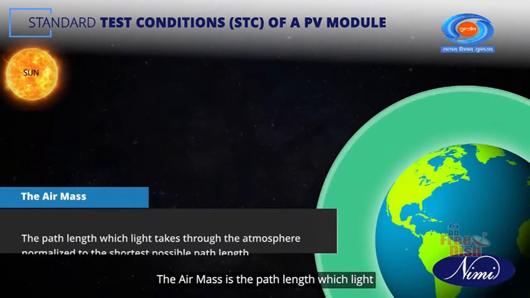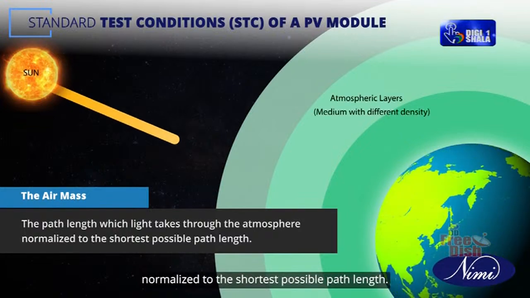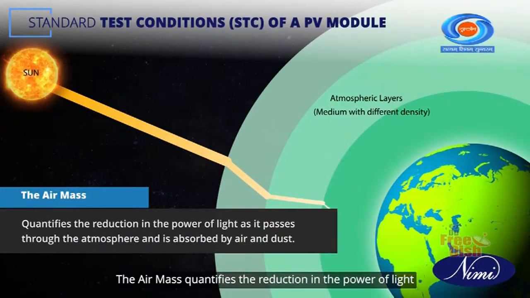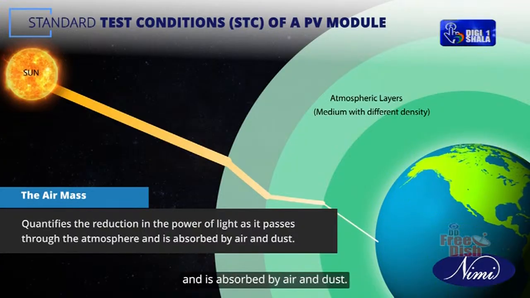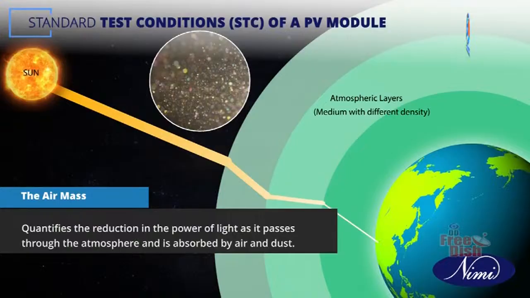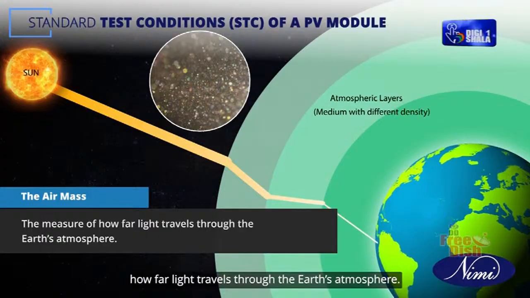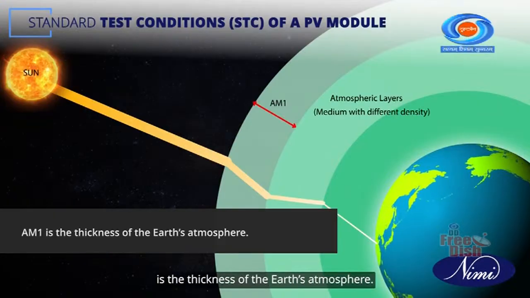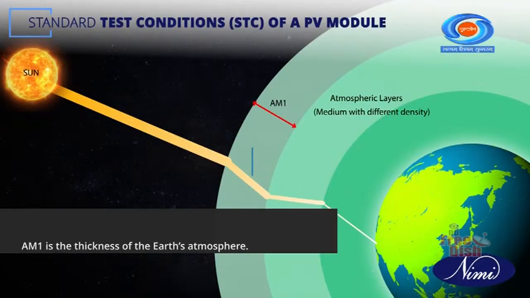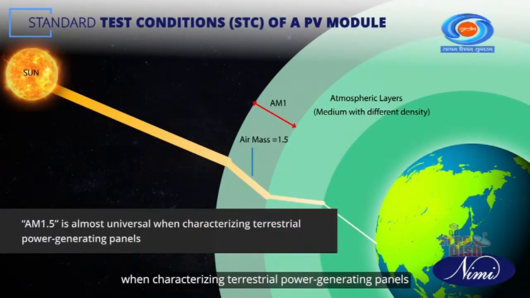The air mass is the path length which light takes through the atmosphere normalized to the shortest possible path length. The air mass quantifies the reduction in the power of light as it passes through the atmosphere and is absorbed by air and dust. Air mass is the measure of how far light travels through the Earth's atmosphere. One air mass or AM1 is the thickness of the Earth's atmosphere. AM 1.5 is almost universal when characterizing terrestrial power generating panels.